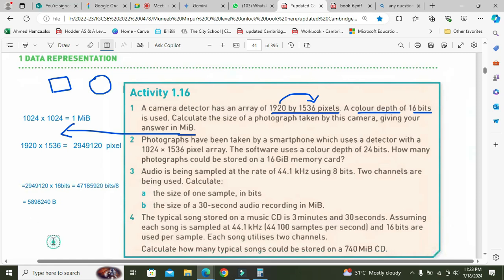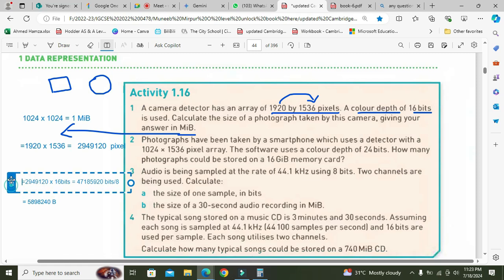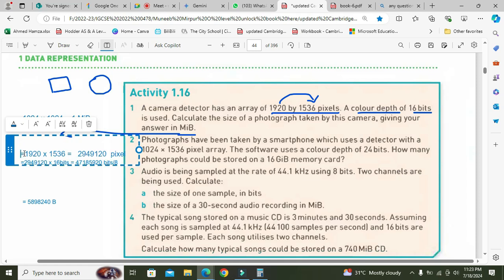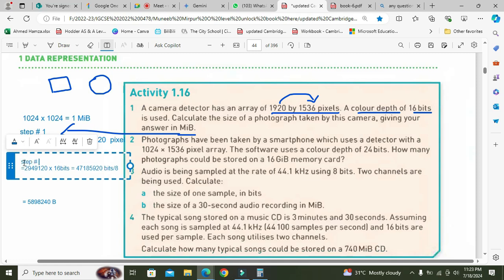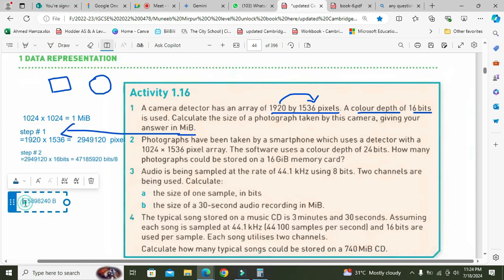No, sir. These are 3 steps. This was step number 1. This was step number 2. Here is our step number 3.